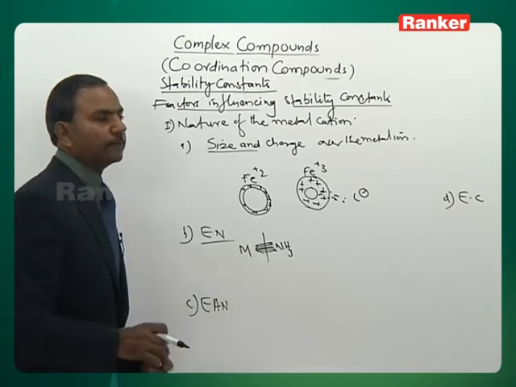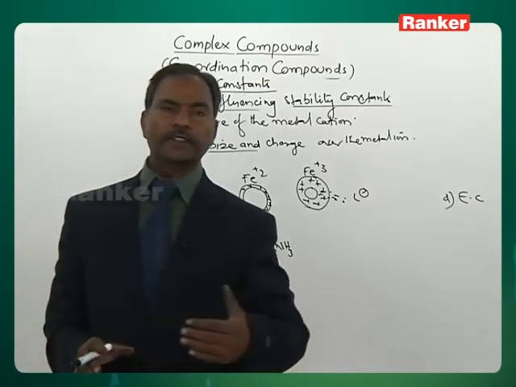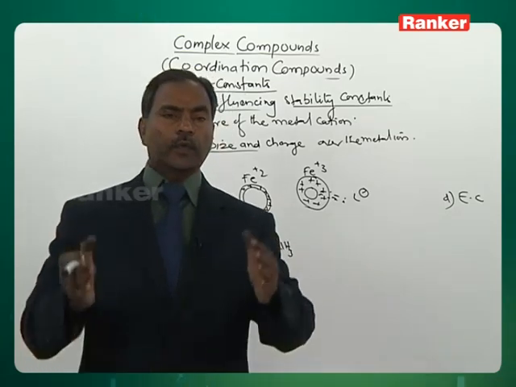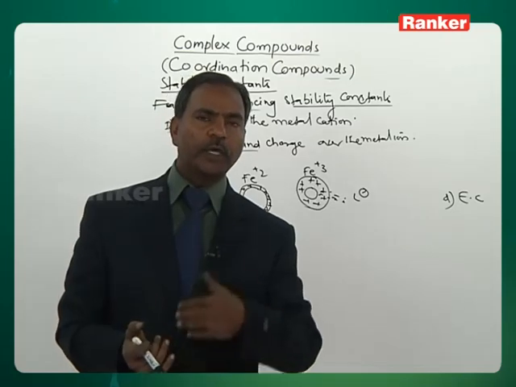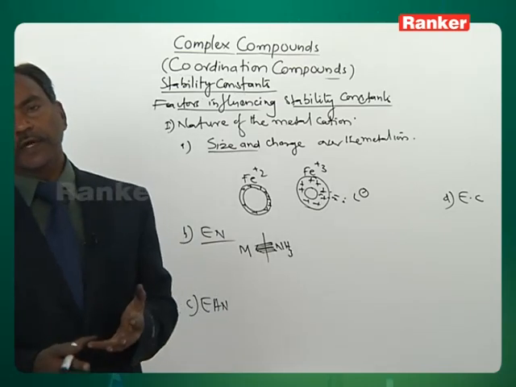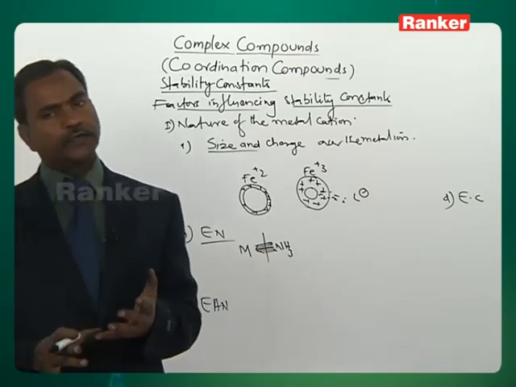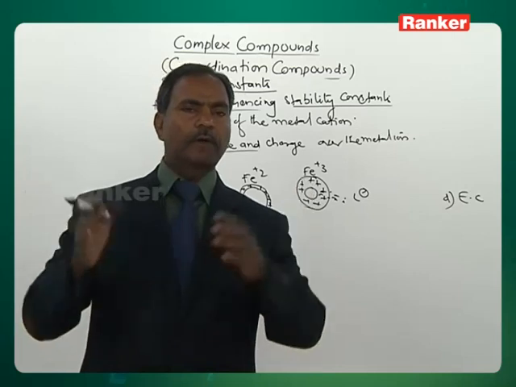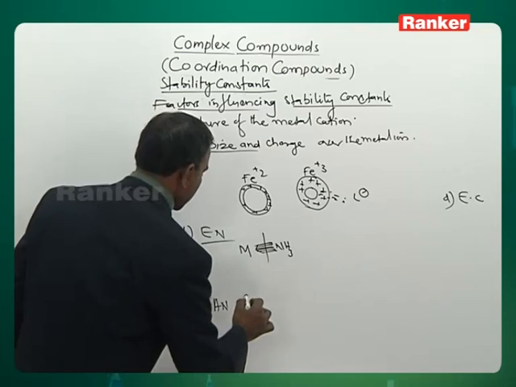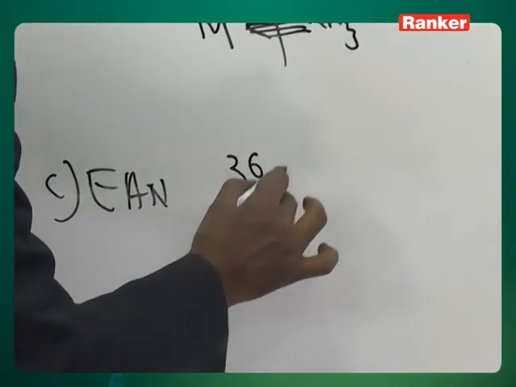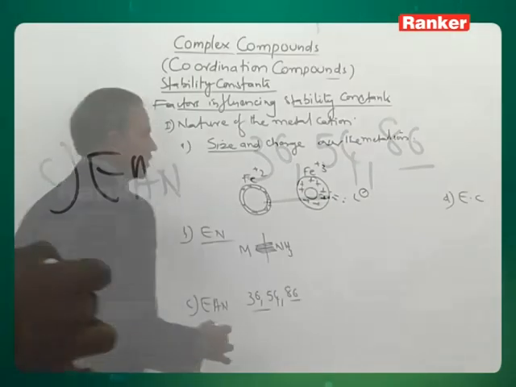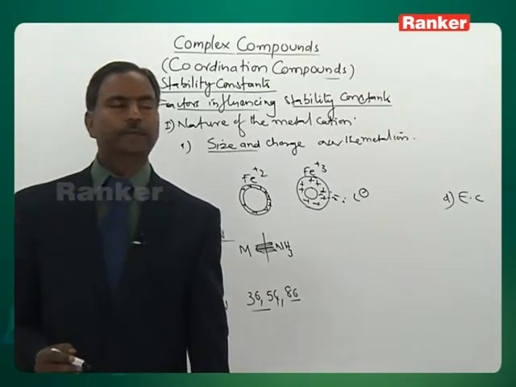Coming to next, EAN. Recollect again Sidgwick's theory, what we have discussed in the other classes. We have already completed that. Whichever complex obeys EAN, meaning the complex which has EAN of either 36, 54 or 86, that particular complex is found to be more stable. So the complexes obeying EAN, having EAN of either 36, 54 or 86, are found to be more stable.